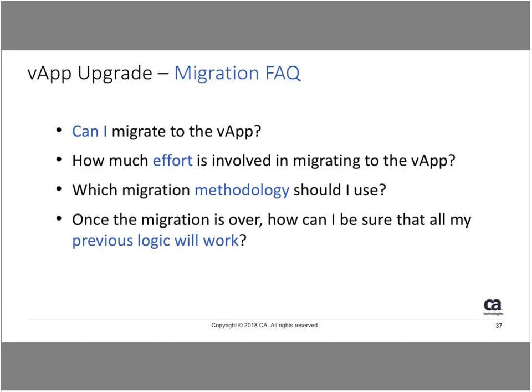Once the migration is over, how can I be sure that all my previous logic will work? Again, run your assessment testing, make sure you run all the test cases, and make sure that everything is running. Going from a standalone to the virtual appliance, you might need to invest a little bit more in this whole testing assessment to make sure everything is working. Once you're on the virtual appliance, it's more feature-based: okay, this feature is still working. I don't need to jump through loops to make sure it's working.